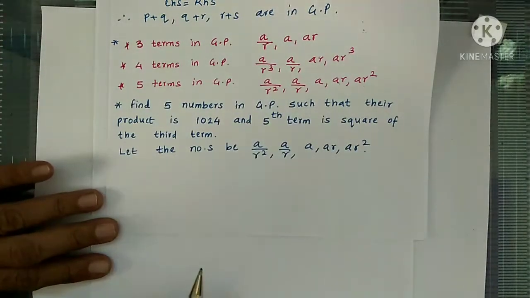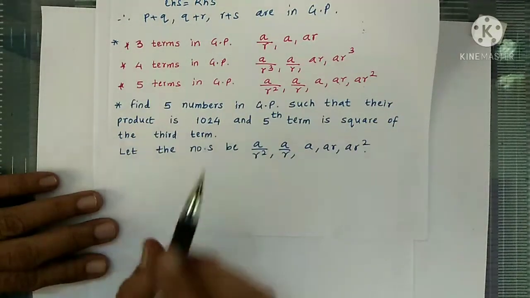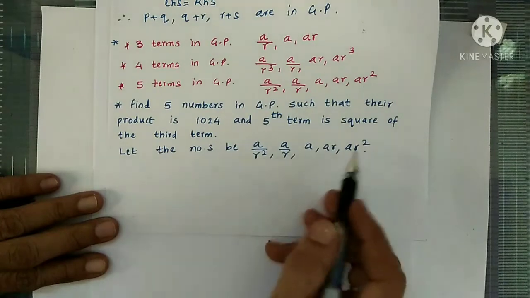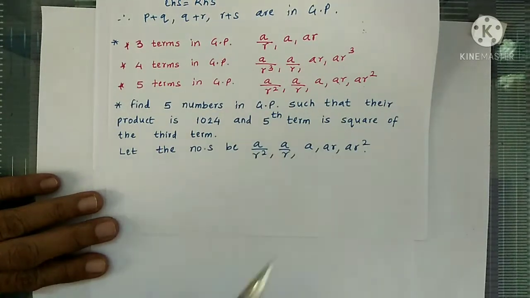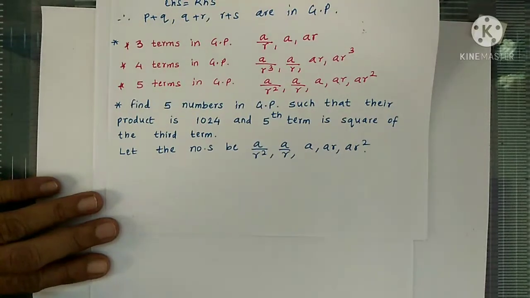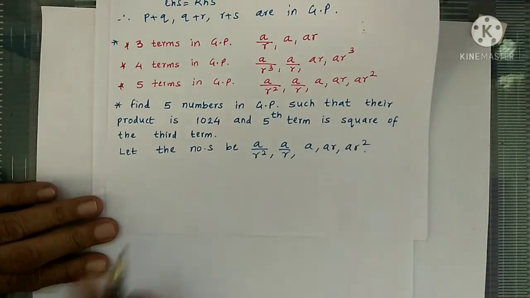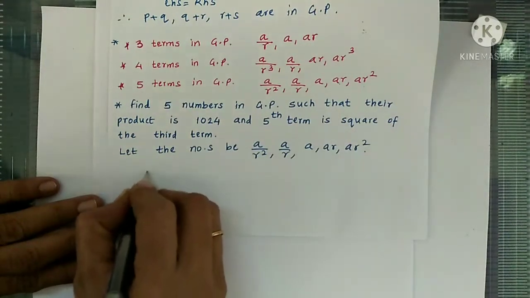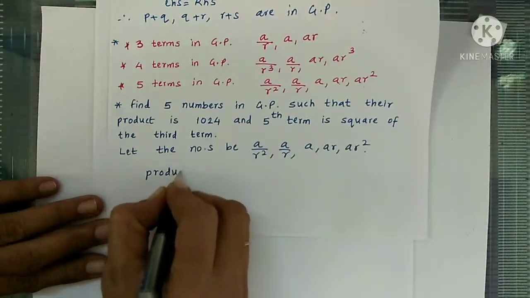So first let's use that their product is 1024. As the terms are symmetrical, this R square gets cancelled and R gets cancelled. The equation will be in terms of A only, one variable. So we can easily solve that and find the value of A, and substituting that value of A, we can find the value of R in the second equation. So the product is given, 1024.